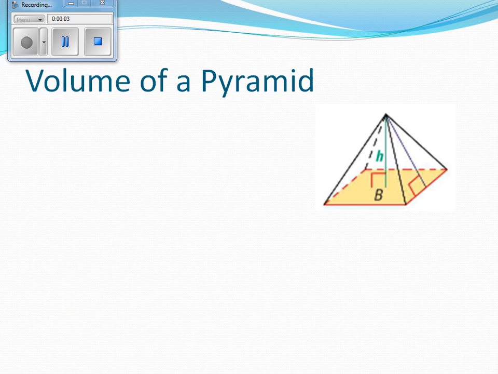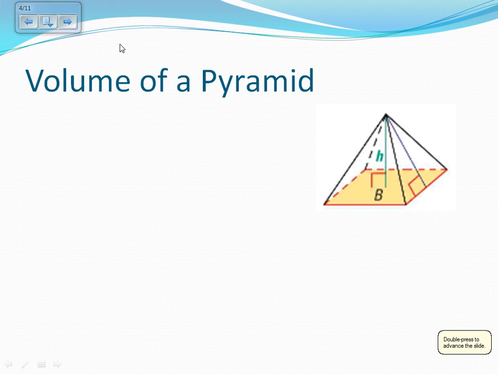So we just did the volume of a pyramid. How many pyramids fit into the cube? Three. And the cube is a prism, right? What's the volume for a prism? Base times height.